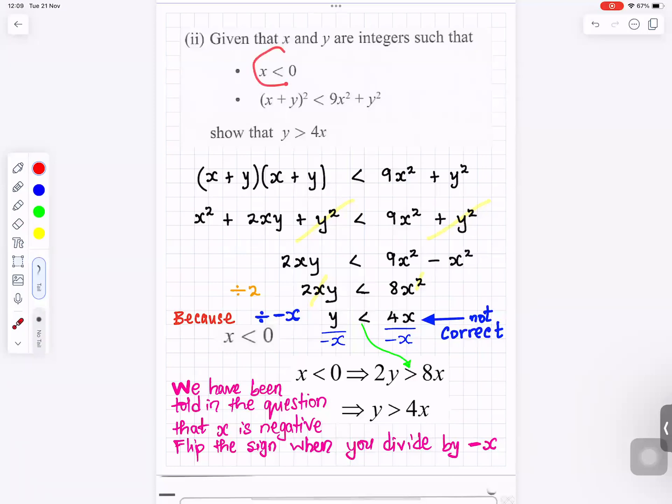So the question says x is less than 0. So when we take this, we divide by x, because x is less than 0, it is a negative. It is not 0, it's a negative because it's less than 0. So when you divide by a negative x, you flip this sign from less than to greater than. And then after that, you divide by 2. So you get y is greater than 4x.